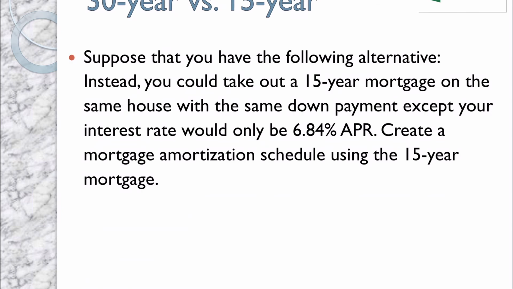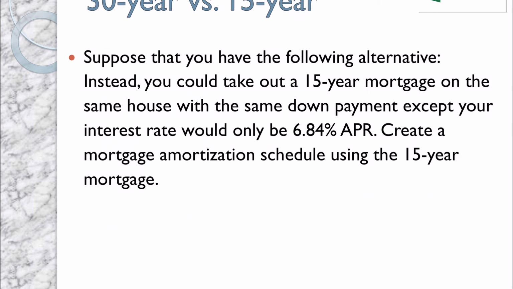As I mentioned previously, most mortgages are 30 years or 15 years. So suppose that you have the following alternative. Instead of taking out a 30-year mortgage, you could take out a 15-year mortgage on that same house with the same down payment. Typically, when you take out a shorter term mortgage, you receive a lower interest rate. In this case, it's 6.84% APR.